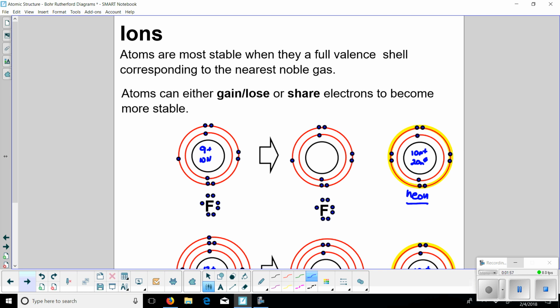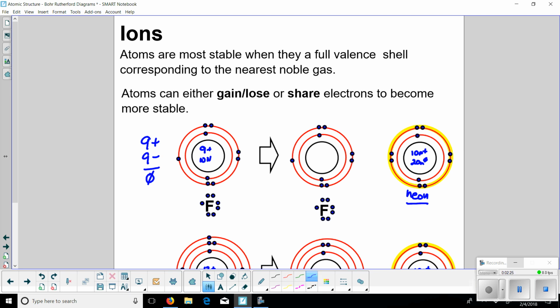So here we have fluorine. Fluorine has 9 protons, 10 neutrons in the nucleus typically, and because it's got 9 protons, in a neutral atom we're also going to have 9 electrons. These 9 electrons are located through the energy levels. So you have 2 in the first energy level and the remaining 7 on the outer energy level, the second one. But we're not stable. We do not have a full energy level.